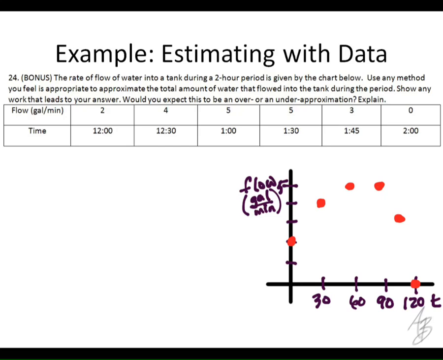Now, what we could do, if we wanted to get even more accurate, and we've mentioned 4 ways. We've got LRAM, we've got RRAM, we've got MRAM. We couldn't use MRAM here. We couldn't use the midpoint because we don't know what the rate is halfway between 12 and 12:30. But we could use the trapezoid one that I talked about, which is the average of the left and the right. And that would give us a more accurate answer.